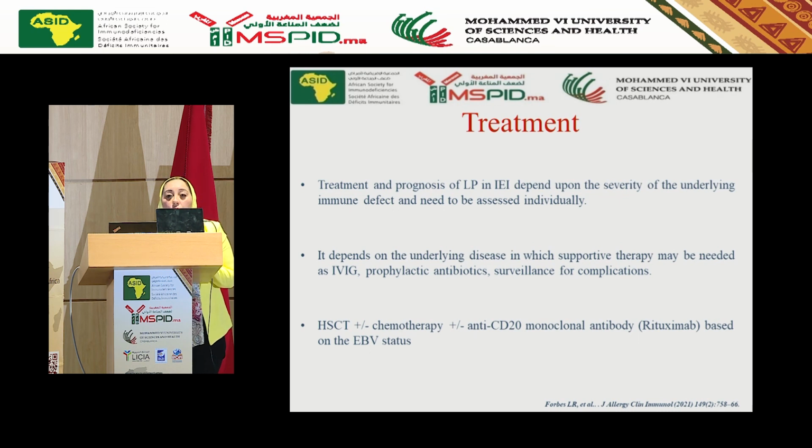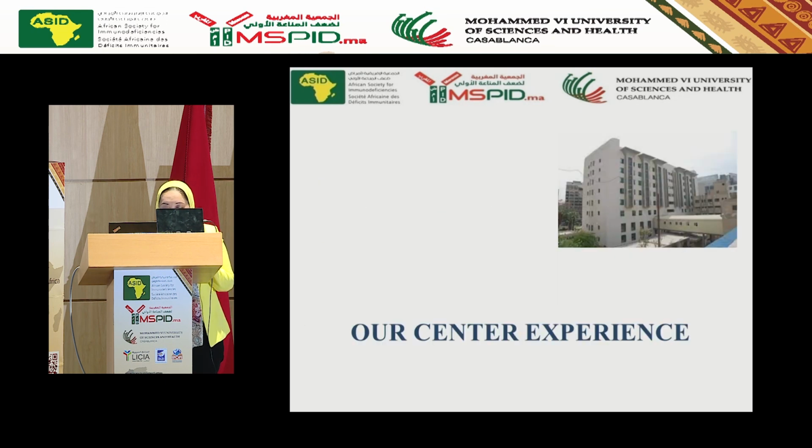There is no clear treatment for these patients. It depends on the underlying pathology or disease that you have. You should go for supportive therapy, which is IVIG and prophylactic antibiotics. Look every now and then for complications, for development of HLH, for development of malignancy, and then based on this, you treat. Whether you do a transplant, give chemotherapy, or give anti-CD20, it depends.